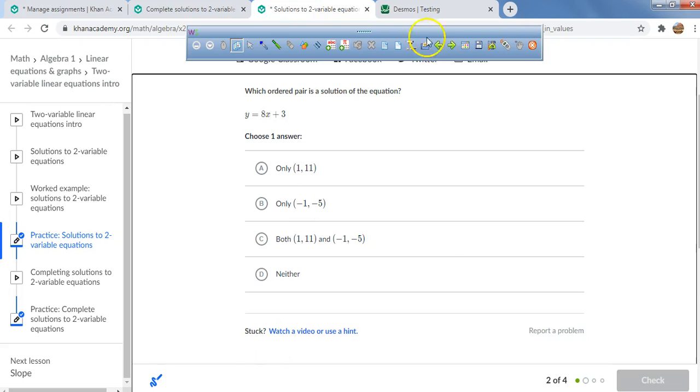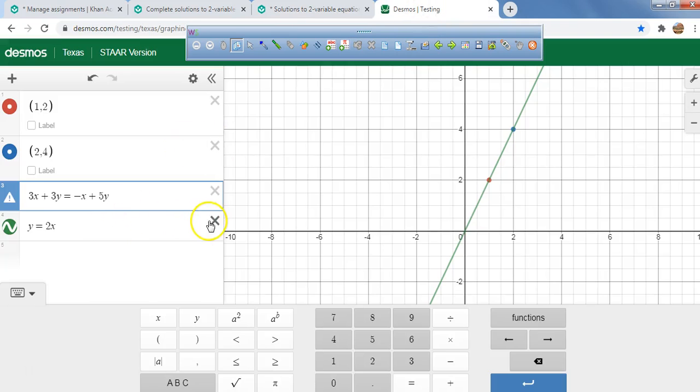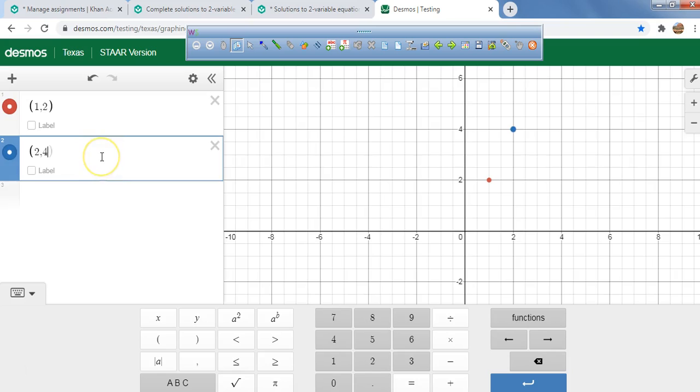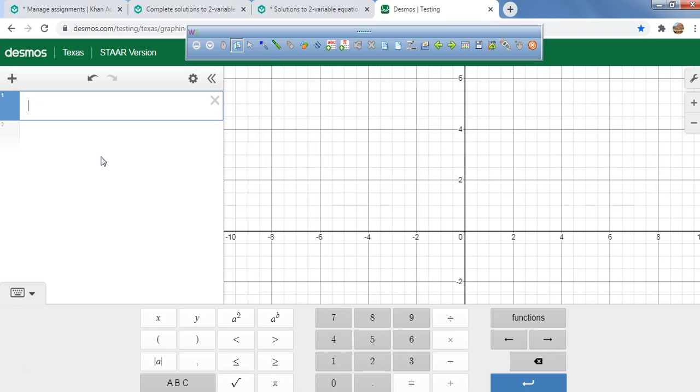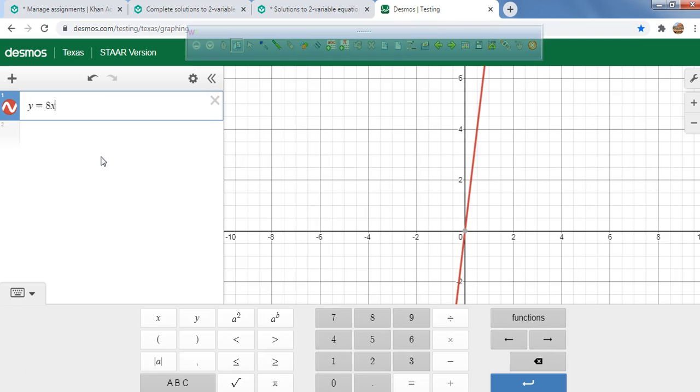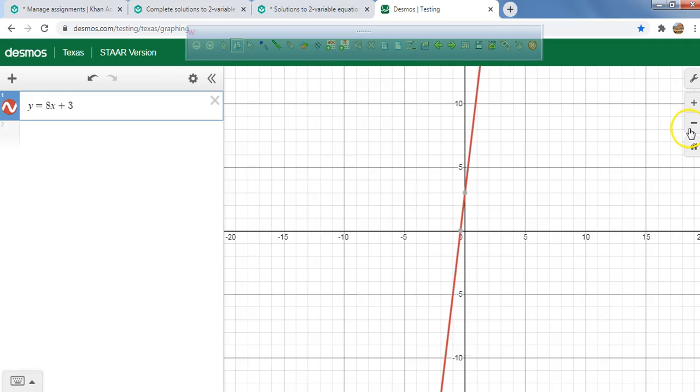let me try to get to the old Desmos. There we go. Clear that out, clear that out. This will make it kind of easy and fun to do. All right, here we go. y equals 8x plus 3. So there's a line, y equals 8x plus 3. All right, I'll zoom out a bit.